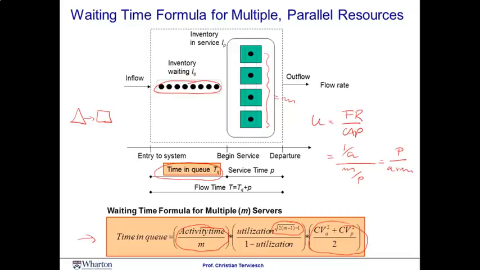So when you interpret this formula, be careful in the sense that the utilization is also a function of m. So do not just look at this equation and say, oh, that makes sense, m is driving down the time in the queue. m is also sitting in the utilization over here and over here.